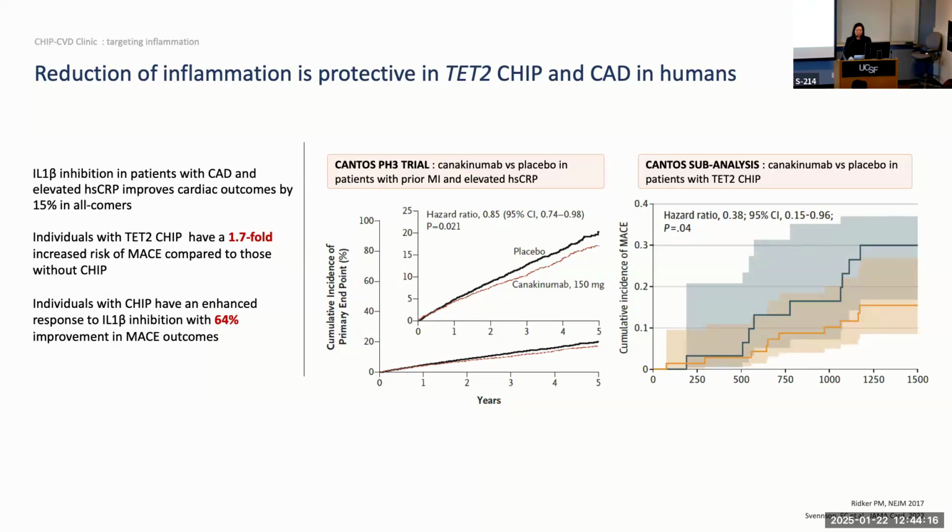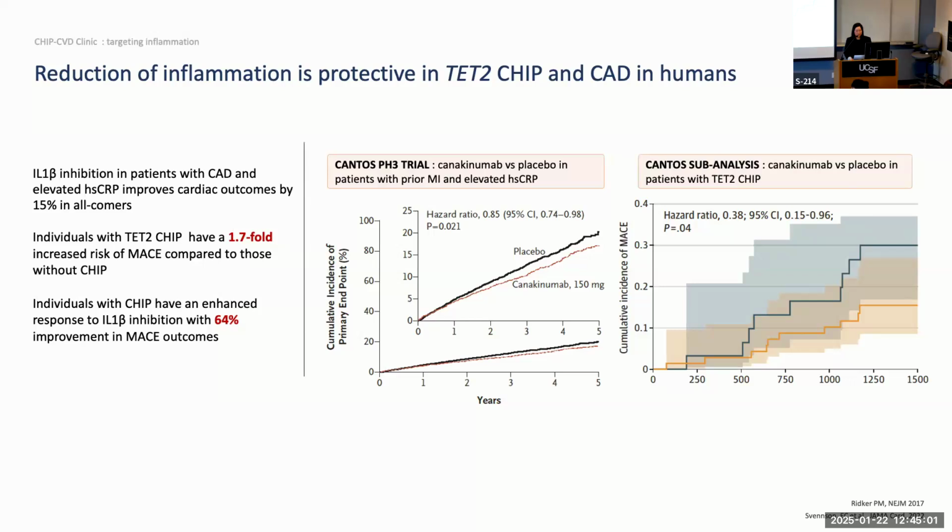And if they were treated with canakinumab, which is the antibody against IL-1 beta, they had an enhanced response, and it was 64% improvement in cardiovascular outcomes. So this is 64% as compared to 15% in the original CANTOS trial analysis, so a greater response. So this highlights a number of different things. One, I had previously mentioned that when we're looking at a specific population, we can select for particular TET2 CHIP populations that may have a better response to treatment. And we can also then define that TET2 CHIP can be a biomarker for selection of at-risk patients that have a better response to specific treatment.